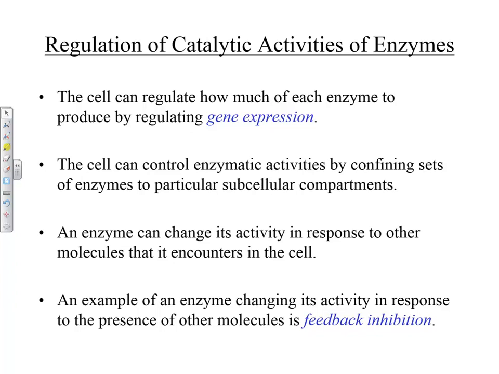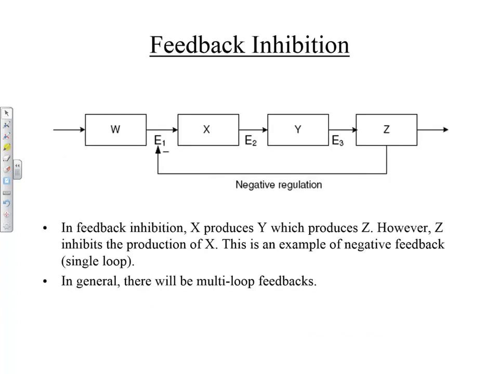An example of an enzyme changing its activity in response to the presence of other molecules is feedback inhibition. This is nothing new to engineers, but in the context of biology, it's something that may have puzzled them before. So in feedback inhibition, what is happening? Like you have W getting converted to X, then getting converted to Y, then getting converted to Z. Each of these conversion steps is being catalyzed by some enzyme, like this one by enzyme E1, this one by enzyme E2, by enzyme E3.